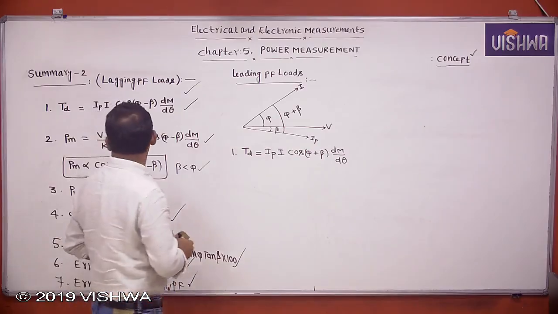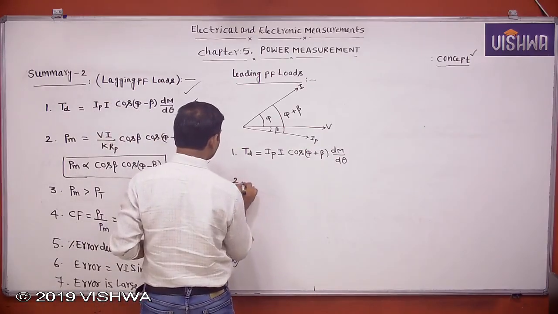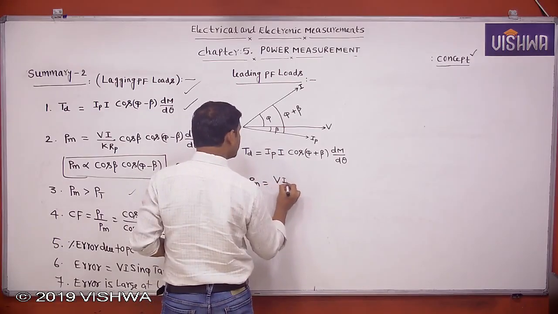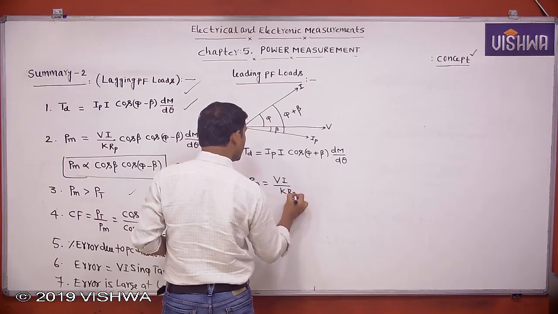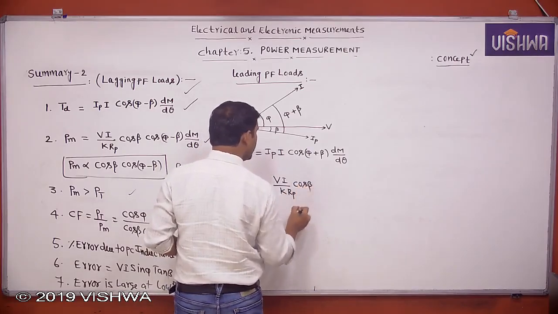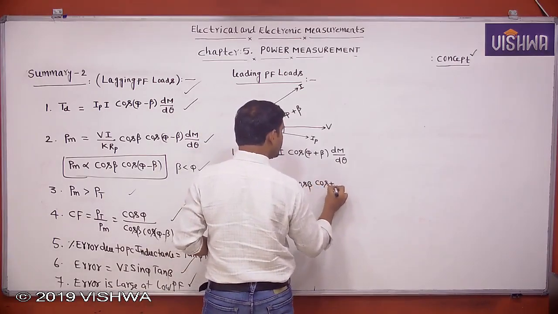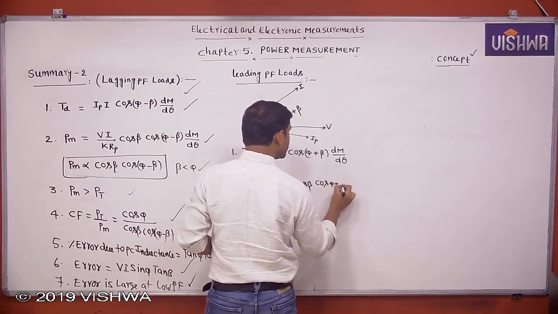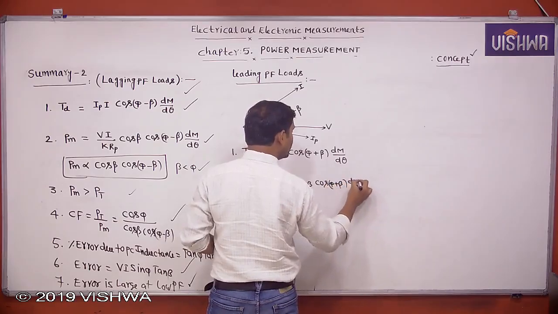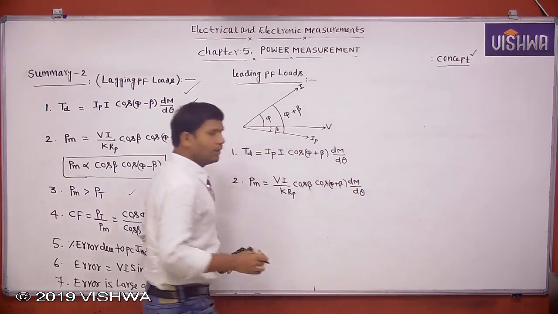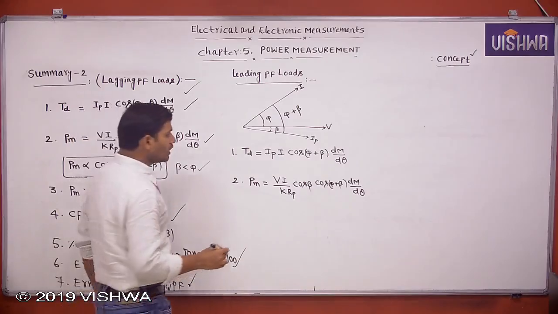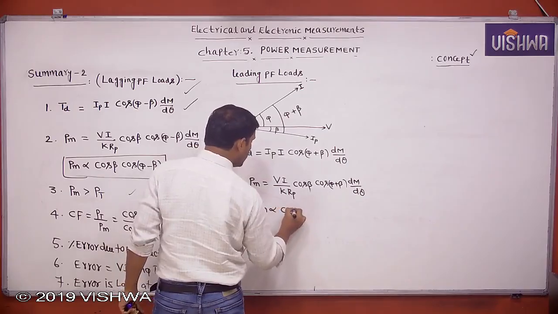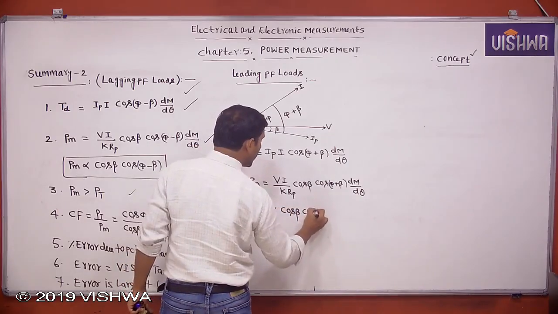Okay. Now, what is the expression for measured power? Then measured power equal to VI by KRP cos beta into cos of pi plus beta into dM by d theta. This you know. Therefore, for leading power factor loads, measured power is proportional to cos beta cos of pi plus beta.